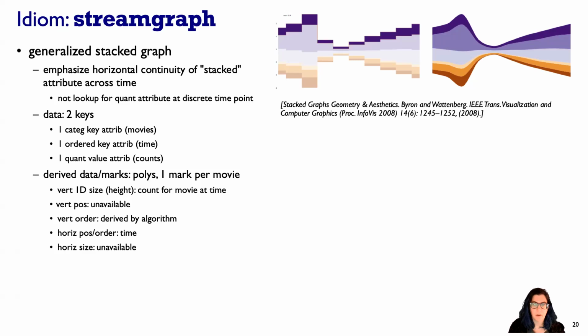those counts, the number of times that movie was seen at that time. Now, like a stacked bar, vertical position is not available because we don't read off absolute numbers here. And even the order we put these movie layers in is also algorithmically determined. So we can think of that as a derived attribute. Now, the horizontal position, you can read off the time from that, but the size isn't particularly available.